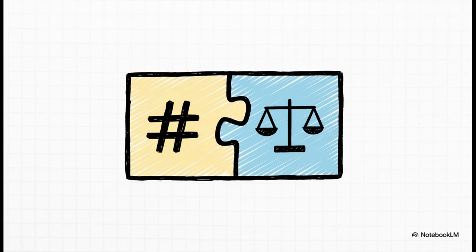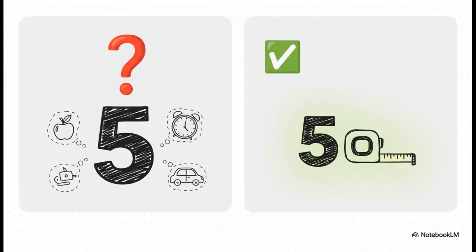Now, this is the crucial part. Every single physical quantity has two parts, and you need both. First, you've got a number, which tells you how much, and second, you have a unit, which tells you of what. You can't have one without the other. They're a package deal.